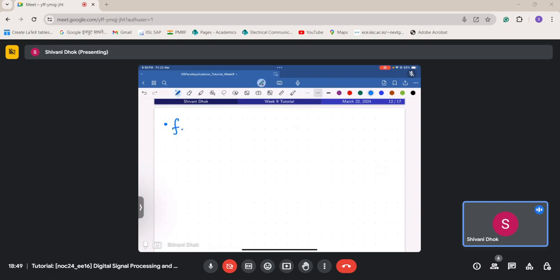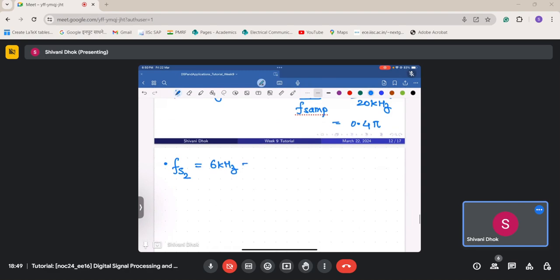Then we have FS2. So this FS2 is given as 6 kilohertz, which means omega S2 will be 2 pi FS2 upon F sampling, which is 2 pi into 6 kilohertz upon 20 kilohertz, and this comes out to be 0.6 pi.